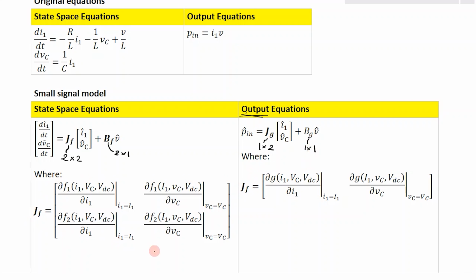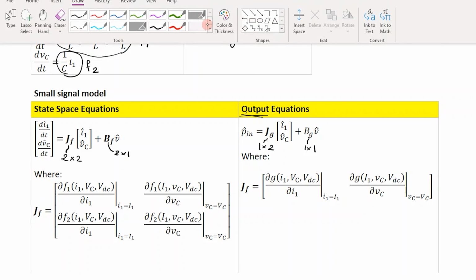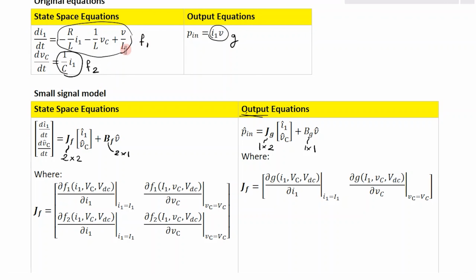Now, here's how to find these matrices. What you need to do is you need to find derivatives of these functions. Remember, this is f1. This is f2. And this is g. And what we need to get is partial derivatives of each of these guys with respect to state variables and with respect to the input variable. And they should sort of correspond here.